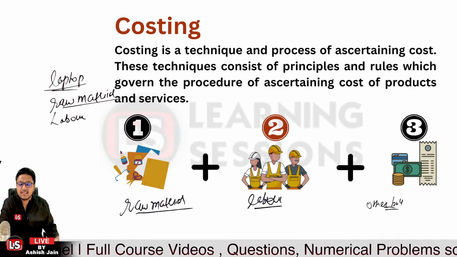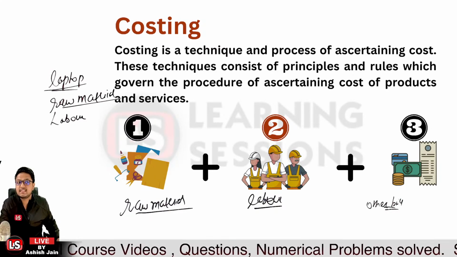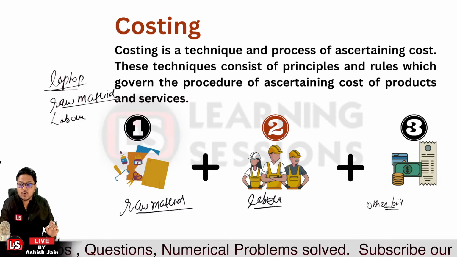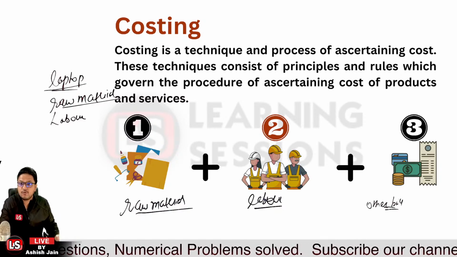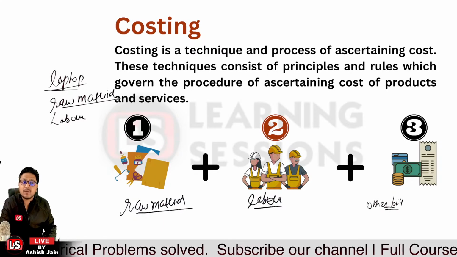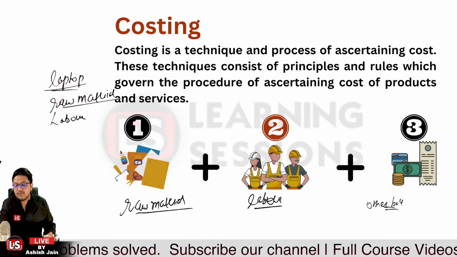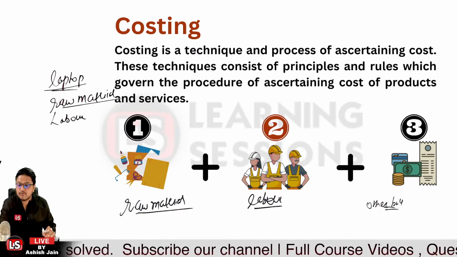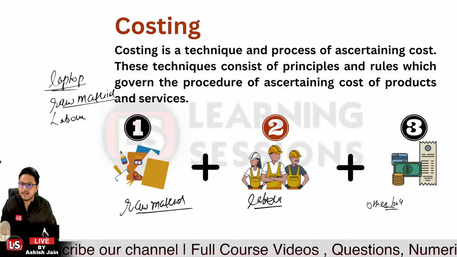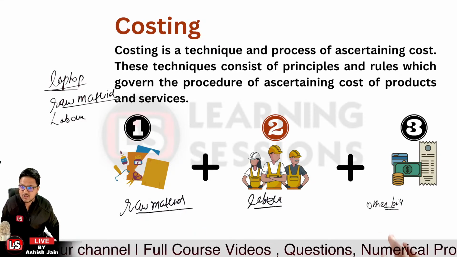These techniques consist of different principles and rules. There are different rules and principles which we make use of so as to ascertain the cost of the product. We will be having a procedure by virtue of which we will be ascertaining the raw material cost, the labor cost, and other expenses cost.